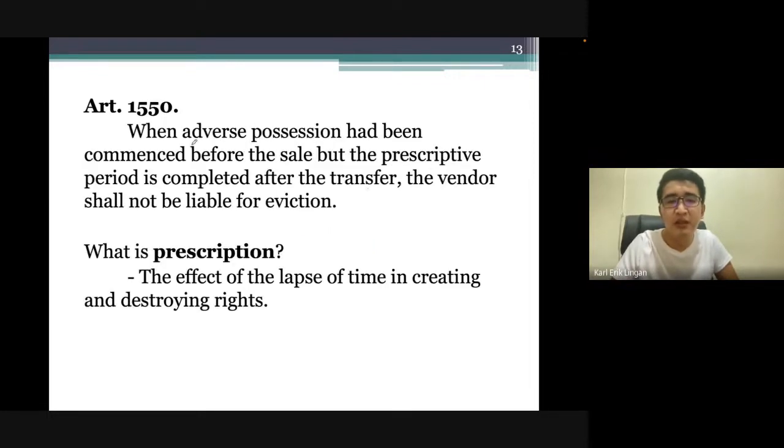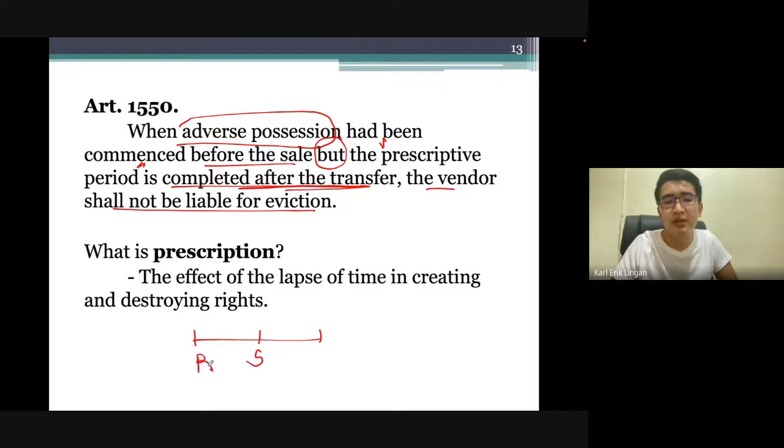Article 1550, when adverse possession had been commenced before the sale, but the prescriptive period is completed after the transfer, the vendor shall not be liable for eviction. Ito ay sabi ko kanina. Yung timeline na dinrawing ko. Diba? If the rights are already existing prior, liable si seller. Pero kung the right existed after the transfer or after the sale, hindi na liable si seller.